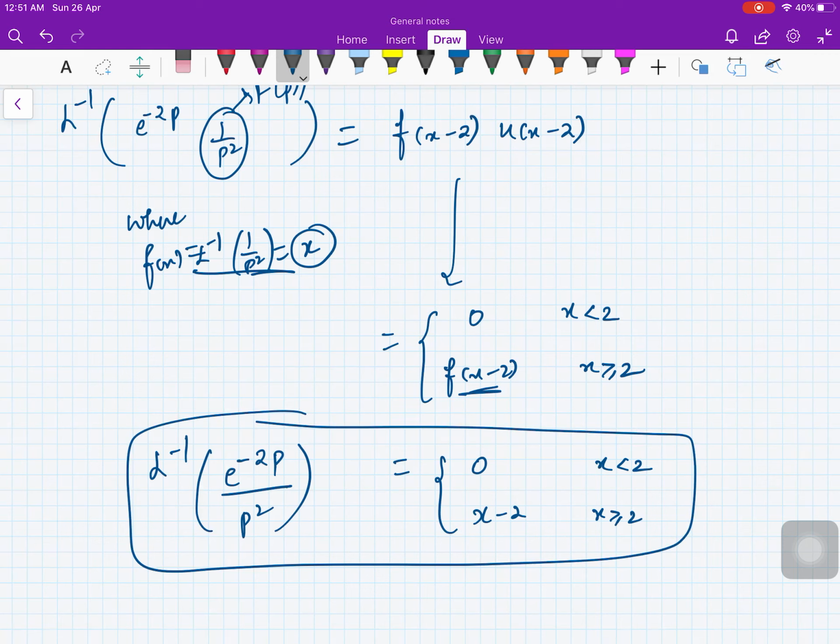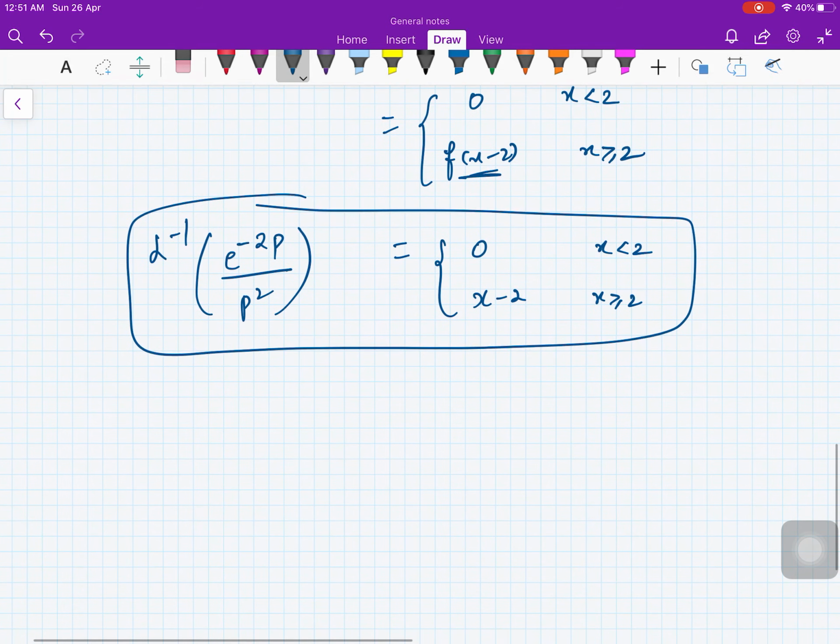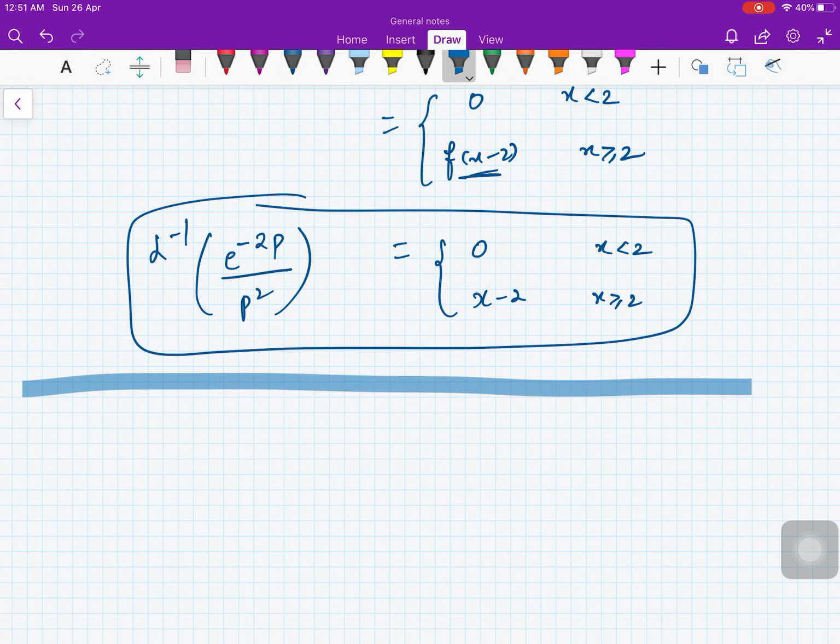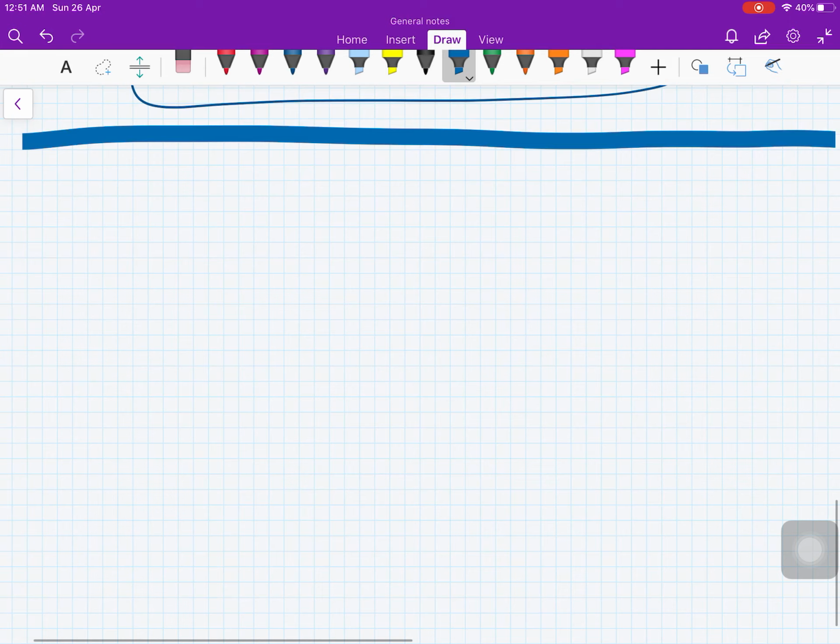So this is how you can use this second shifting theorem to find the Laplace inverse. Now I want to tell you some results which can be used in some problems.